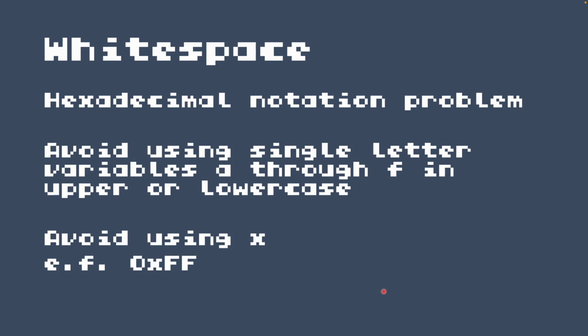So hexadecimal notation is one of the things that can cause a problem when we try to put everything on the one line. So avoid using single letter variables A through F in upper or lower case, and also avoid using x, because that can be seen as part of a hexadecimal constant as well.